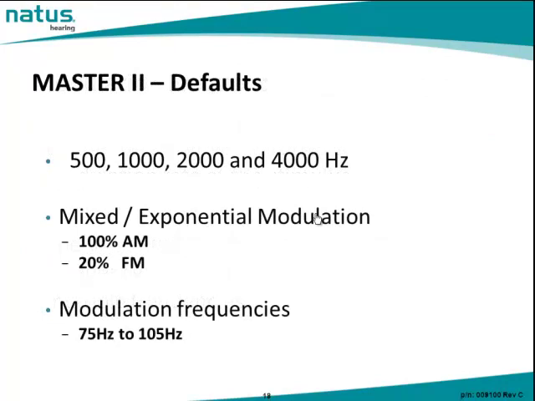In the Master 2 system, the default protocol includes 500, 1000, 2000, and 4000 Hz presented to both ears at the same time with mixed and exponential modulation, 100% amplitude modulation, 20% frequency modulation, with modulation frequencies that range from 75 Hz to 105 Hz. All of these settings can be adjusted by the user as desired.